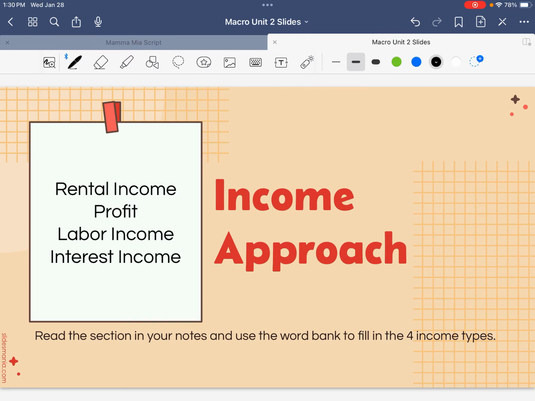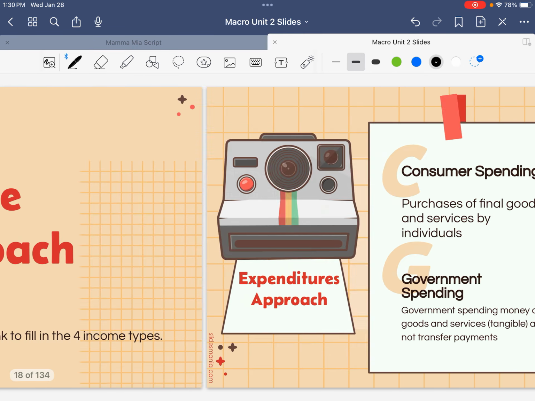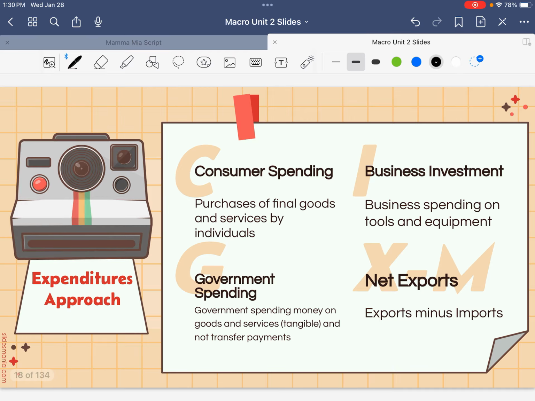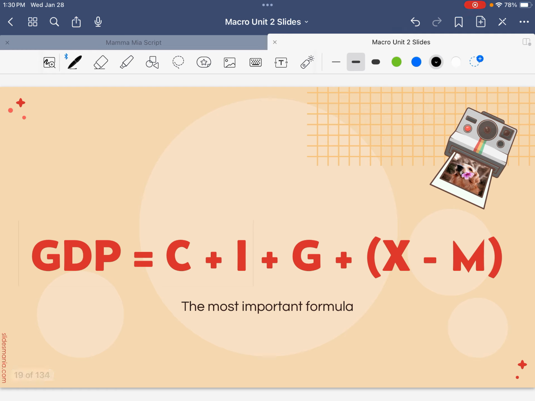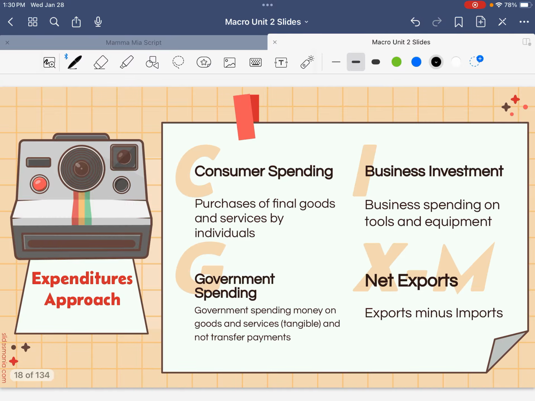But I'm going to glaze through that because we need to learn the expenditures approach, because that is what the test will test you on, and there's a formula with it. So the expenditures approach, there's this really fancy formula, C I G X minus M. And this is the basis of a lot of the indicators that we look at, because it's how we calculate gross domestic product.